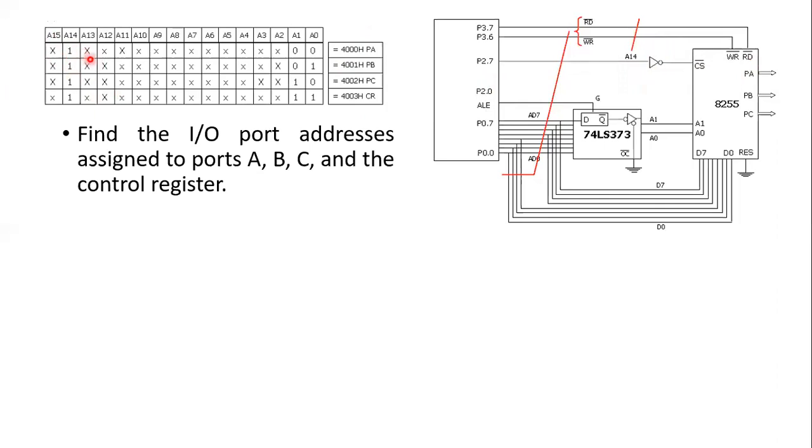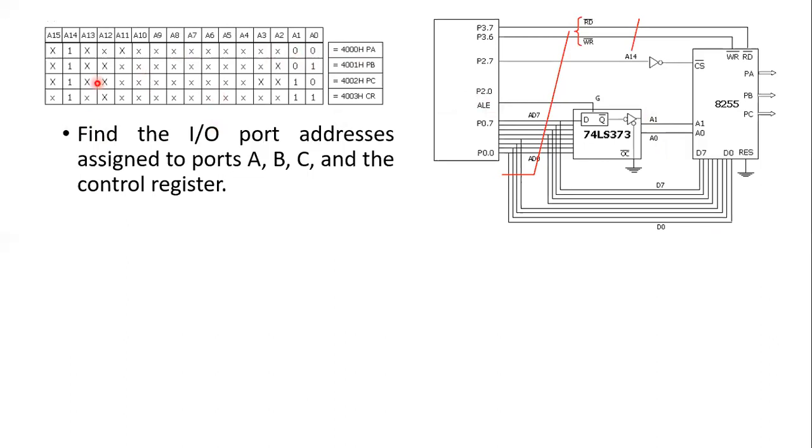Then all the others are not connected here, so all the others can be anything, isn't it? And the other important thing is A1 and A0, isn't it? For what purpose do we use A1 and A0? To select the ports. If it is 0 0, port A will be selected. Got it? Then what should be the address given to the 8255?